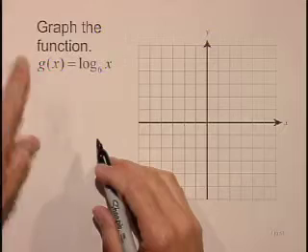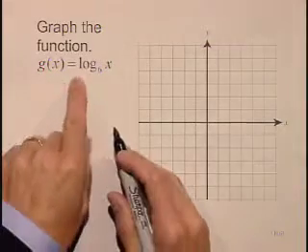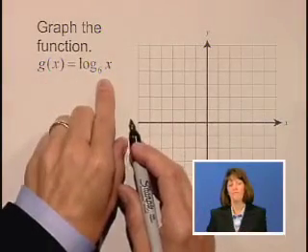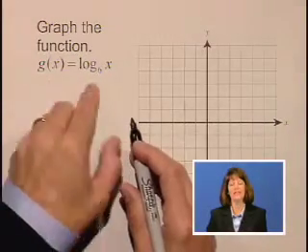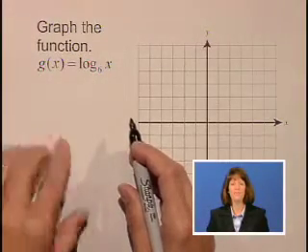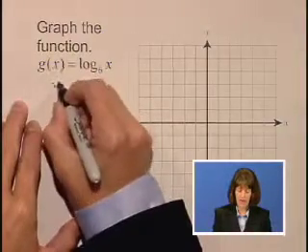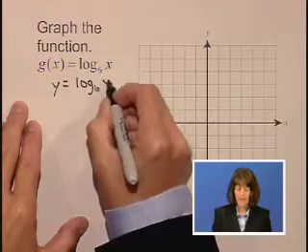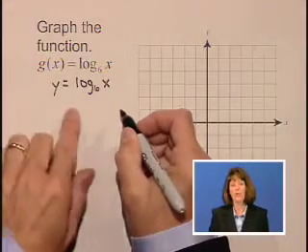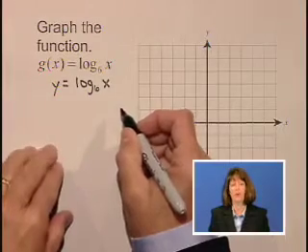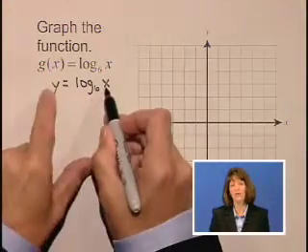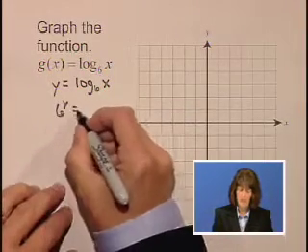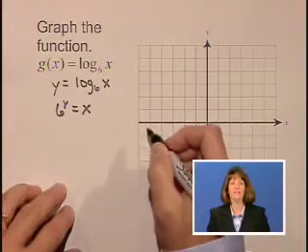Graph the function g of x is equal to log base 6 of x. Here we have a logarithmic function, and I like to rewrite these in their equivalent exponential form. I'm going to start by just writing this g of x as a y is equal to the log base 6 of x. Then let's rewrite this in its equivalent exponential form as 6 to the y is equal to x. 6 to the y power is equal to x.